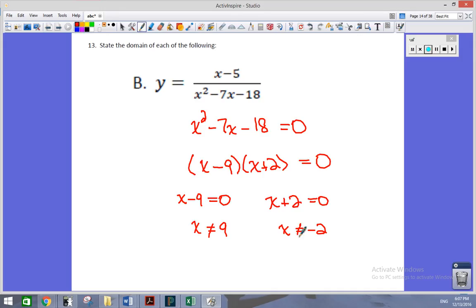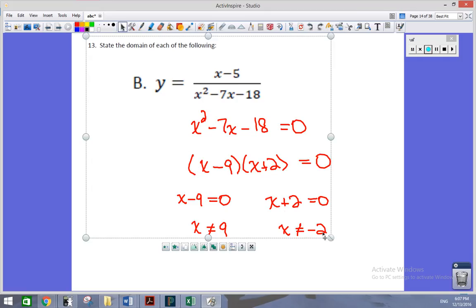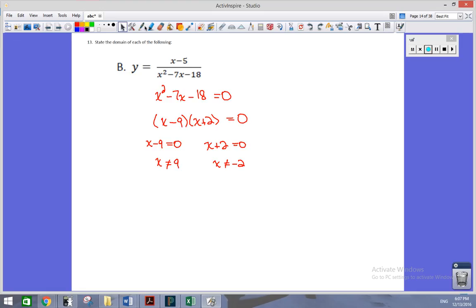We've got to throw that out of the domain. These were the only two solutions to this equation in the denominator that made it equal to 0. So let's draw a number line real quick to help me write the answer in interval notation. Negative 2, negative numbers are to the left of positive numbers. I'm going to exclude negative 2 and exclude positive 9.